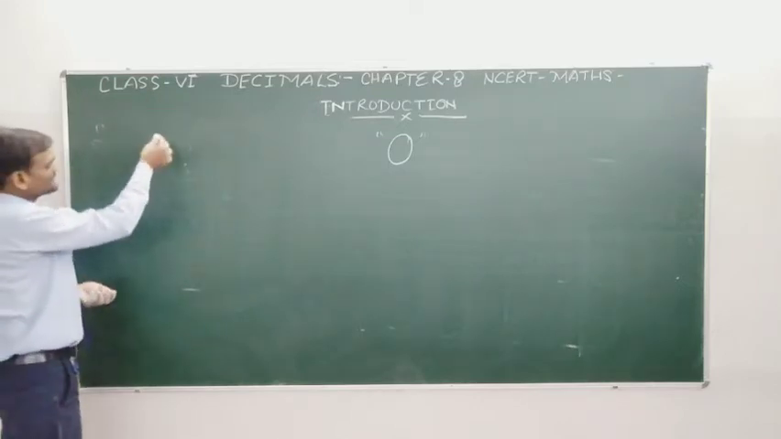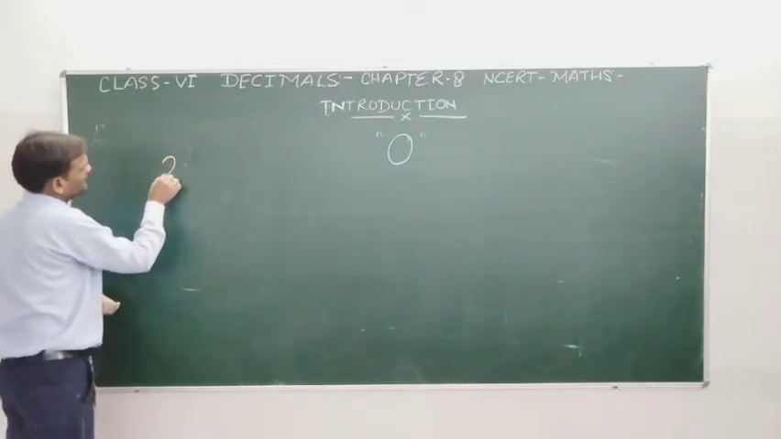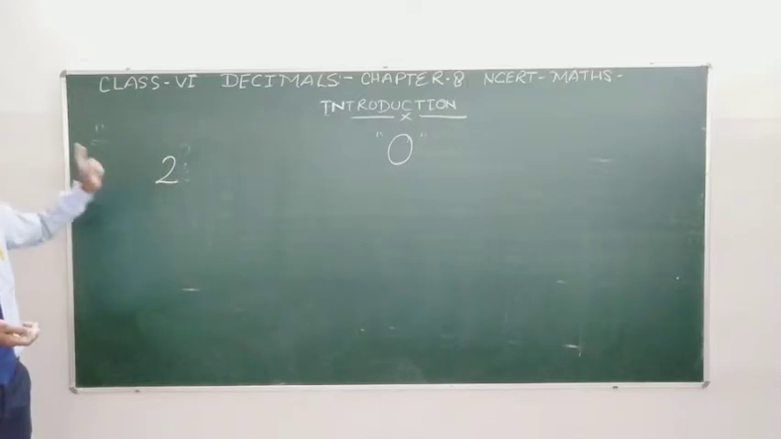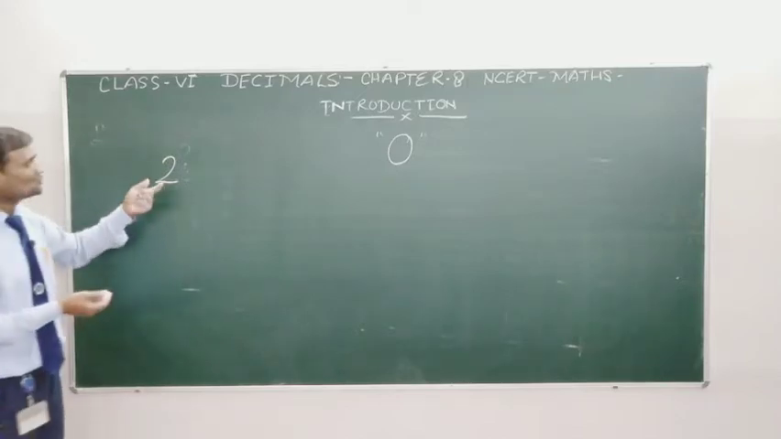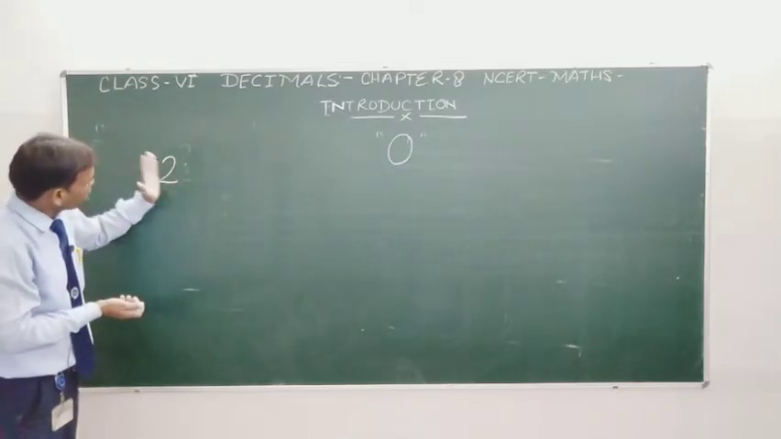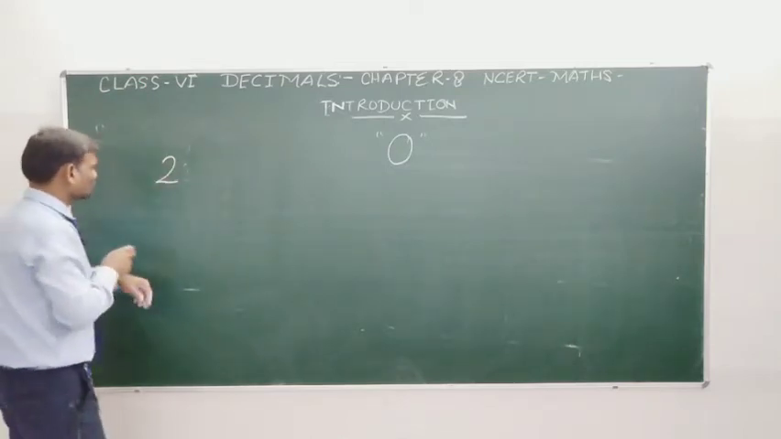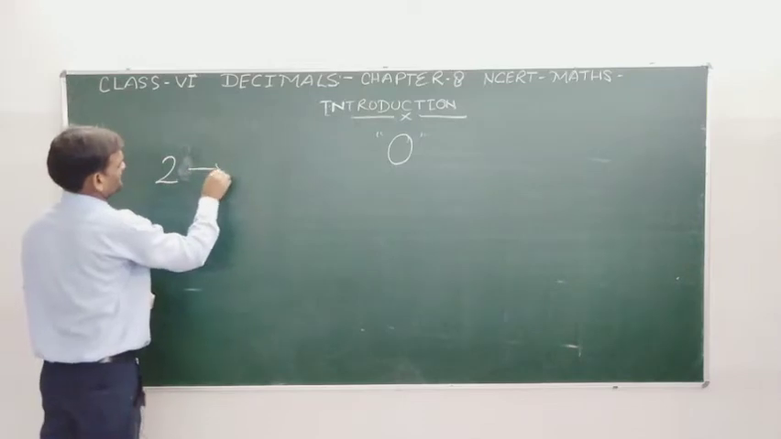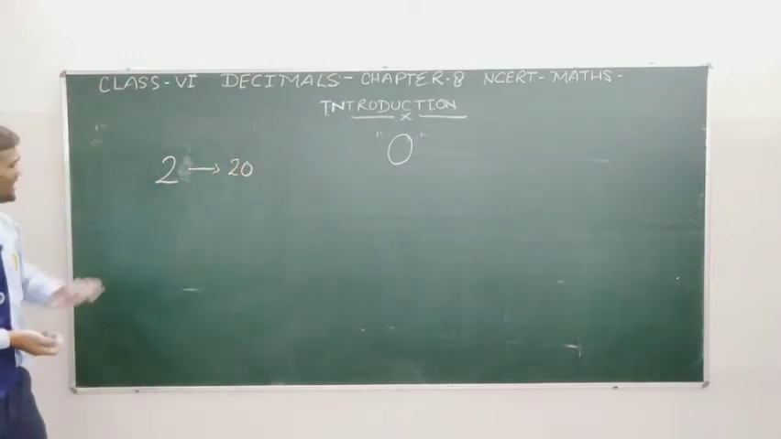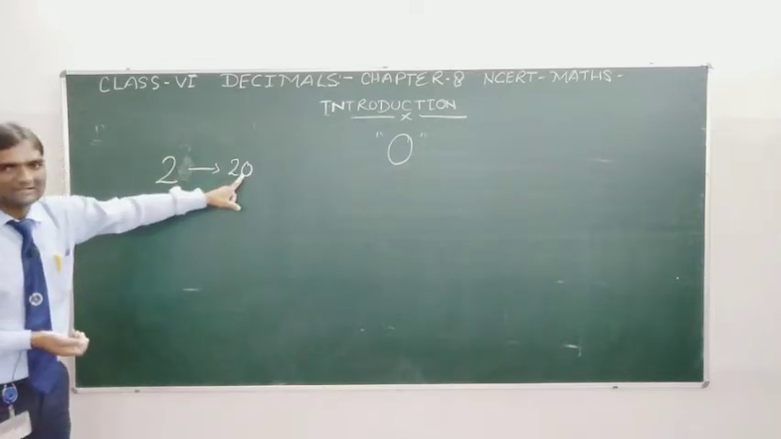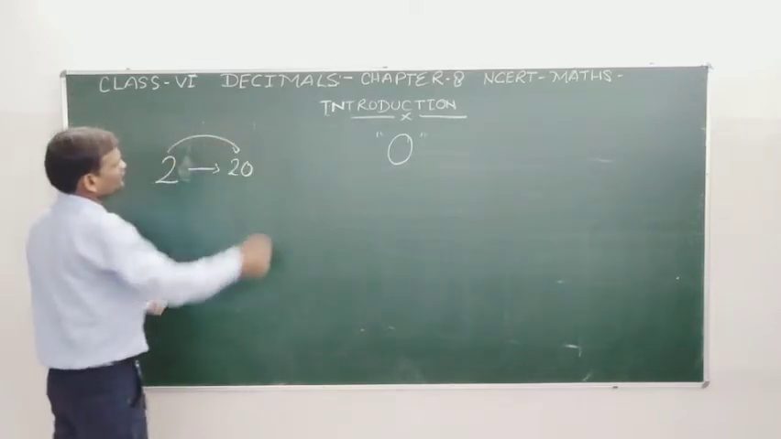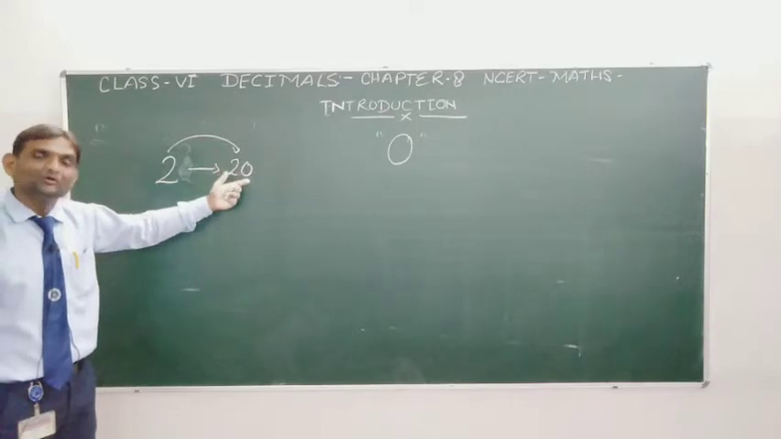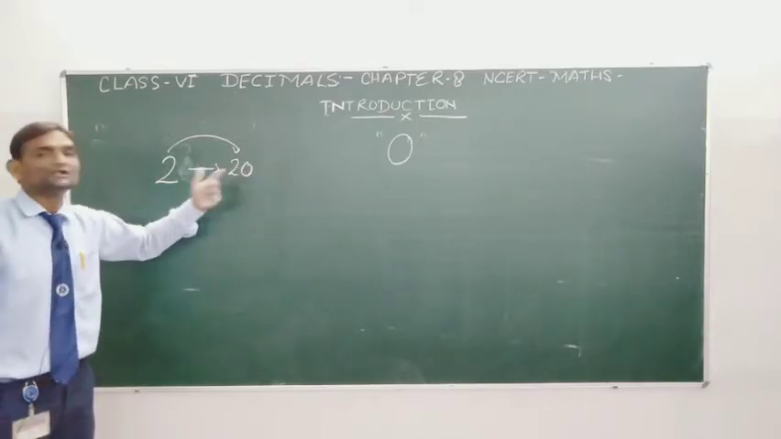So student, I am taking an example, suppose I am taking here 2. And student, when we write zero after 2, it is a whole number. Look here student, when I wrote zero after 2, what did 2 become? 20. 2 has changed in value to 20. What changed in the value? It became 20.